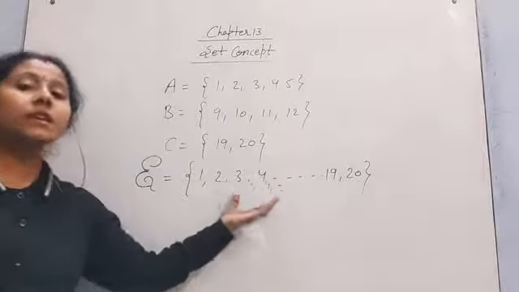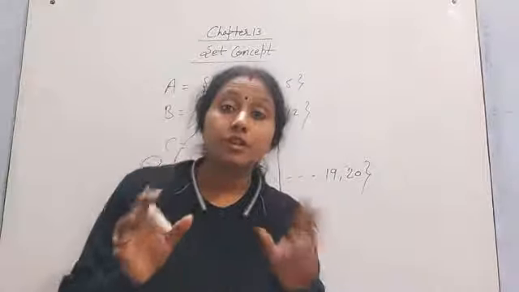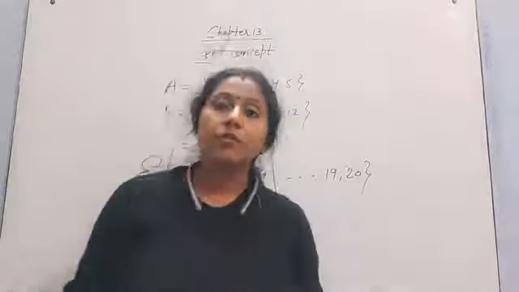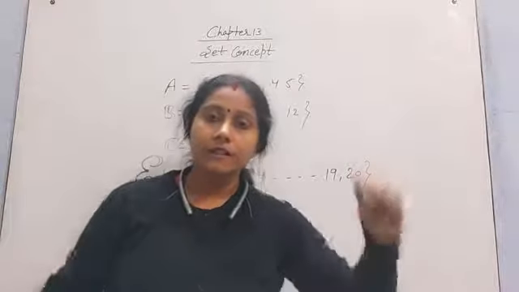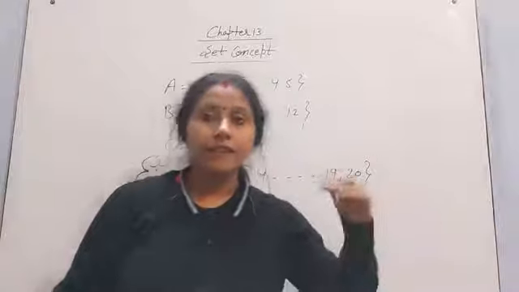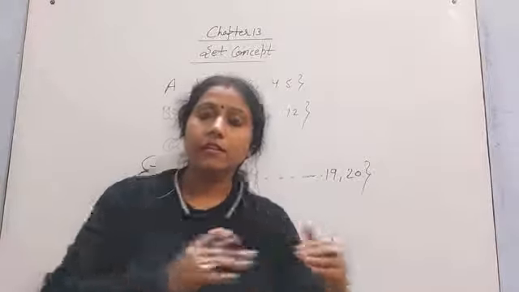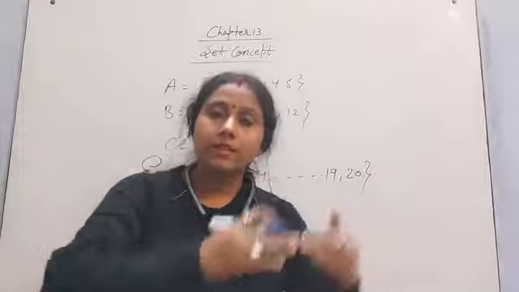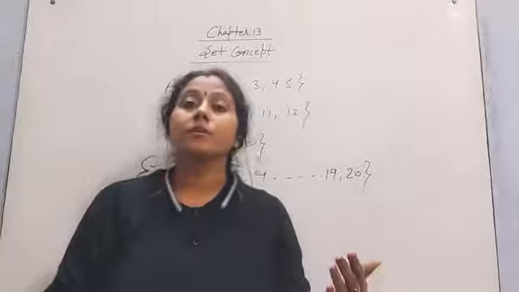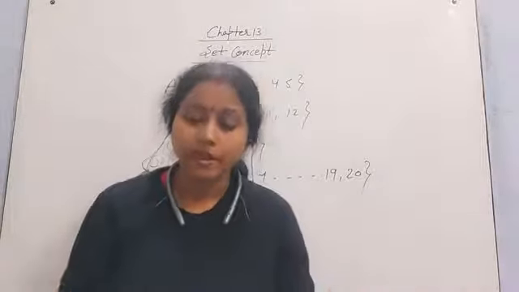So this will be the universal set. We can say that the universal set in geometry is all the geometrical figures: the set of triangles, set of quadrilaterals, set of pentagons, set of all other polygons. So in all these sets, the universal set is the set of geometrical figures.